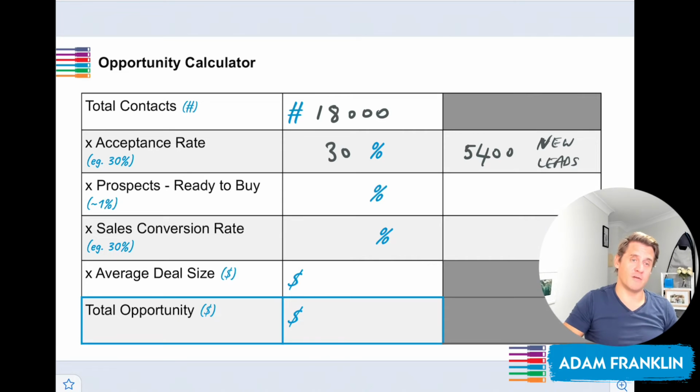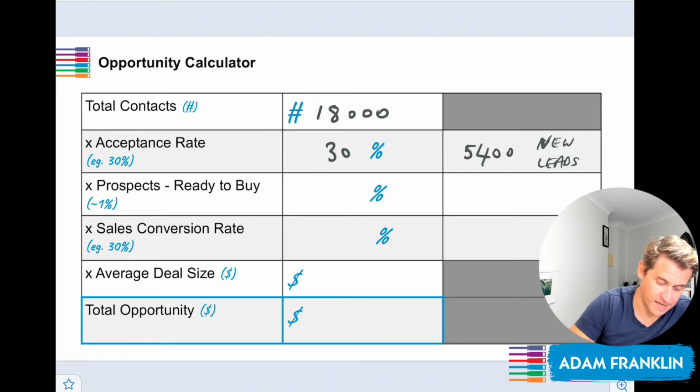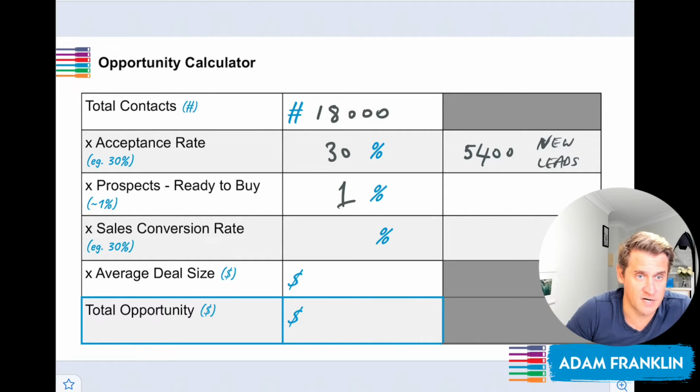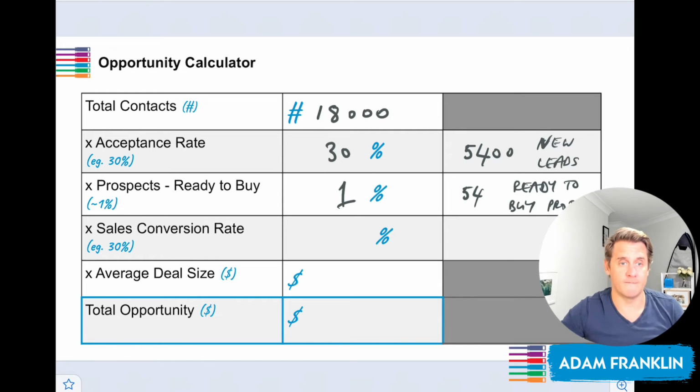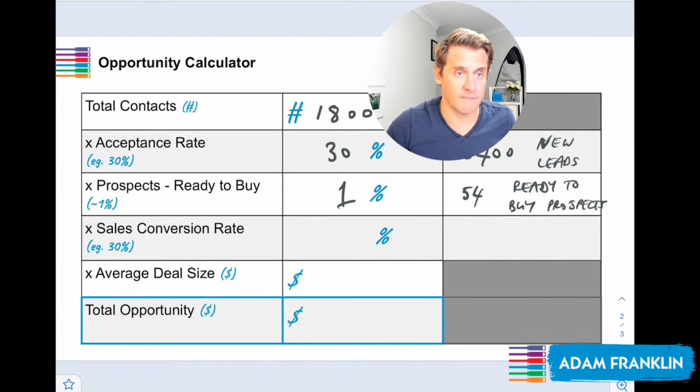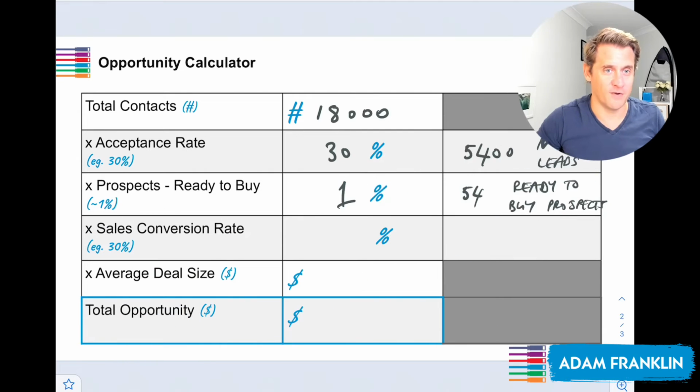So then we've got to think about, well, how many of those people are actually ready to buy now? Generally speaking, there's about 1% of the market who is actually making a purchase decision this week, whether it's with you or a competitor. So 1% is ready to buy now. So 1% of that is actually 54 ready to buy prospects. So these are people that are going to spend money on whatever product or service it is that you offer this week.